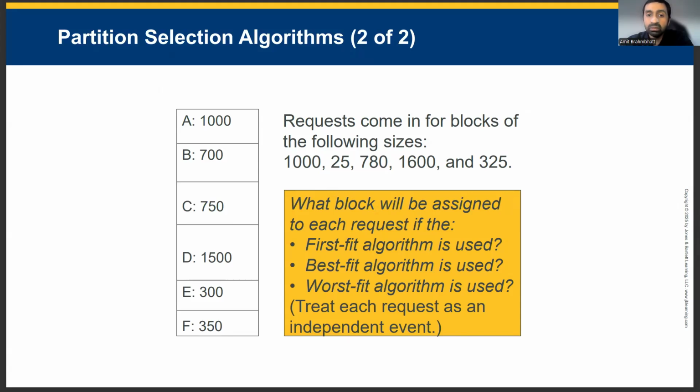For best fit, we choose the smallest possible block, such as 1000 to A, 25 to E, 780 to D, 1600 to none, and 325 to F. And for worst fit, we choose the largest available block: 1000 to D, 25 to D, 780 to D, 1600 to none, and 325 to D. This slide illustrates how algorithm choice affects memory allocation.